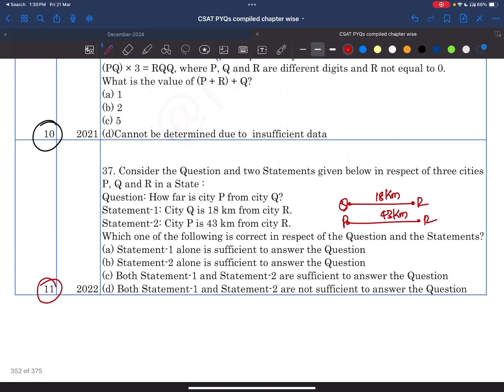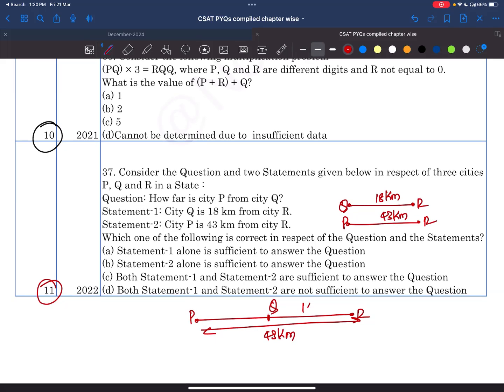See, I can take city Q is between P and R. That means total distance is what? 43 kilometers. This total distance is 43 kilometers. The distance between Q and R will be 18 kilometers, right? What is the remaining distance? 25 kilometers, right? That means distance between P and Q will be 25 kilometers.